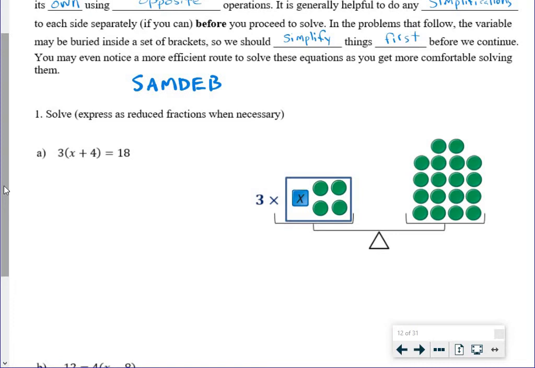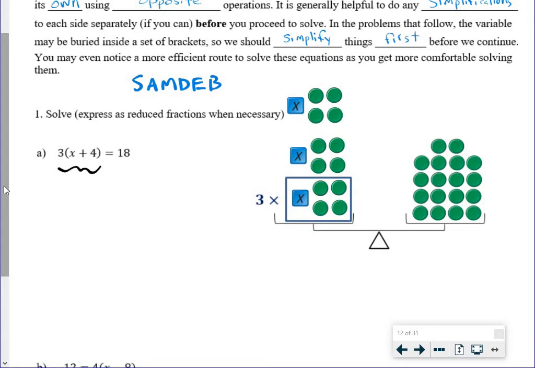Alright, so in this first example, we're going to solve 3 times x plus 4 in brackets equals 18. So represented using a model, we have 3 sets of x plus 4 equals 18. So I have 18 here on the right. Now, this 3 times this stuff is instructing me to replicate the stuff in that blue box 3 times. So I have 3 lots of x plus 4. That's what that whole instruction is telling you to do.